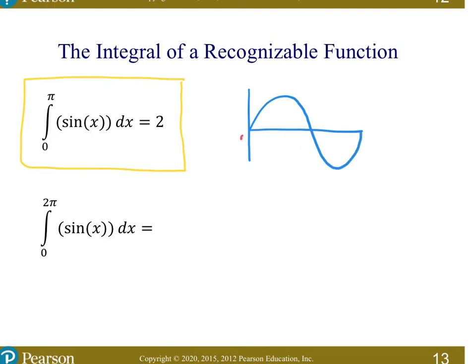And we know that 0 to pi goes here. So what I'm telling you is that this arch has an area value of 2 square units. So then my question is, what's the area if you keep going and you go to 2 pi?